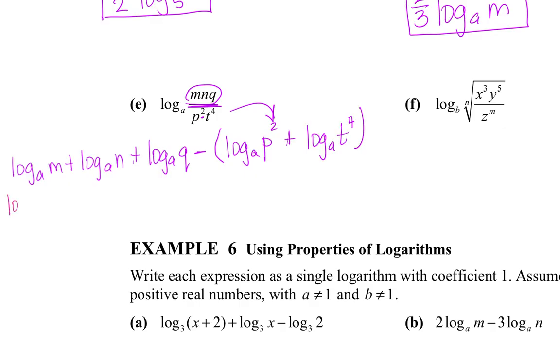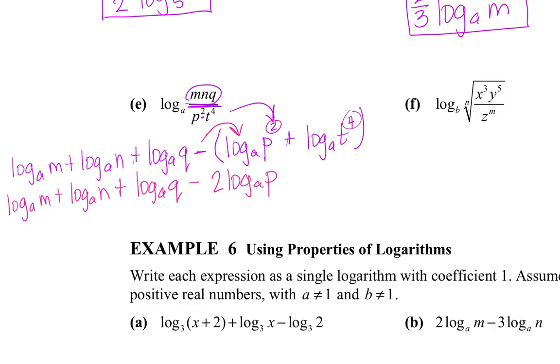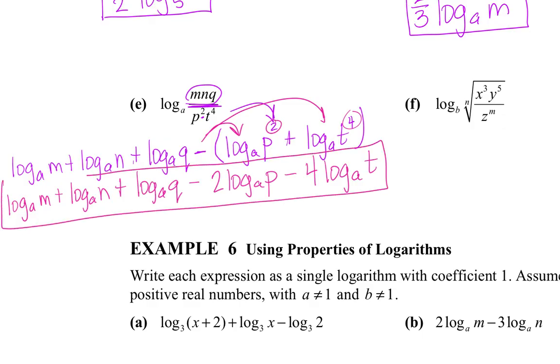So rewrite it, because we've got to now take care of the exponents. The beginning is going to stay the same, so we're just going to rewrite that. Minus. So I'm going to distribute the minus sign to this. So this is 2 log base a of p, and I'm going to distribute that negative here. Minus 4 log base a of t. And this would be the expansion of E.